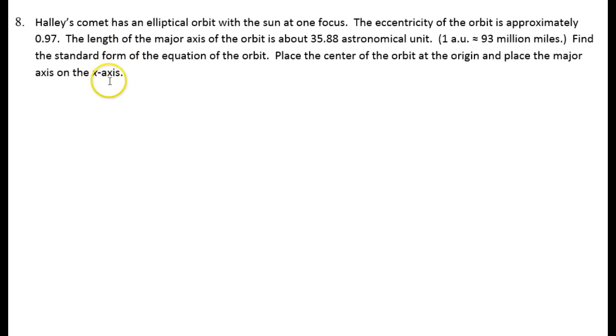Okay, the next couple of problems are not really systems of conics, so call it a bonus. Halley's Comet has an elliptical orbit with the Sun at one focus. The eccentricity of the orbit is approximately 0.97. The length of the major axis of the orbit is about 35.8 astronomical units, or AUs. Find the standard form equation of the orbit, place the center of the orbit at the origin, and place the major axis on the x-axis.